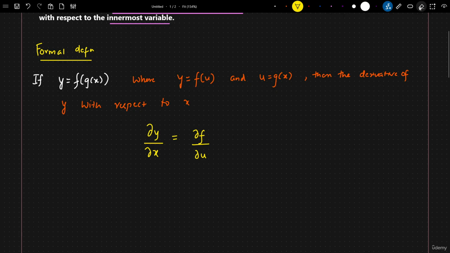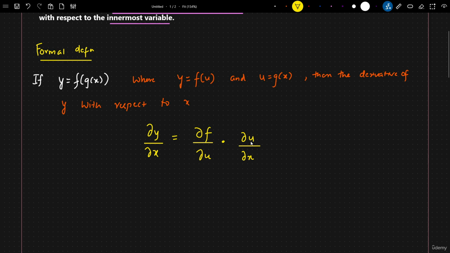So here, let me just write this again. First of all, I will find the derivative of the outer function, and the outer function is first of all calculated with respect to u. So here I will write derivative of f with respect to derivative of u. Okay. Then we do a dot product. Now, what is u? u is nothing but g of x. So now we will calculate derivative of u with respect to derivative of x.